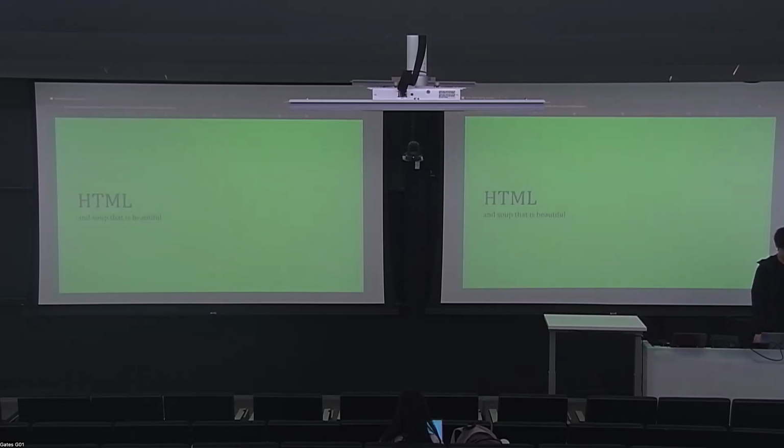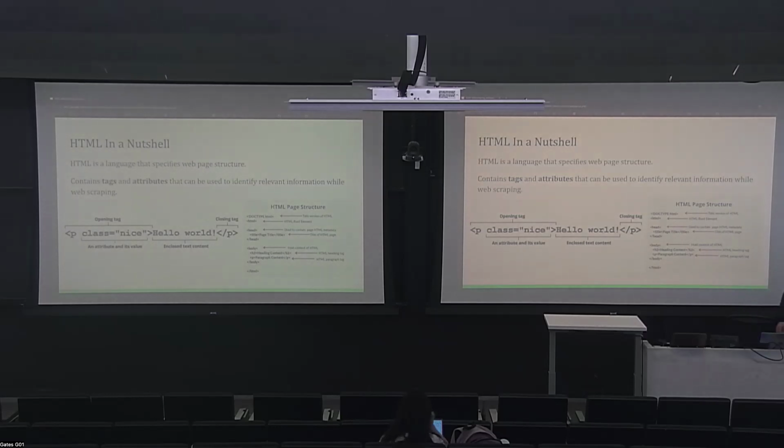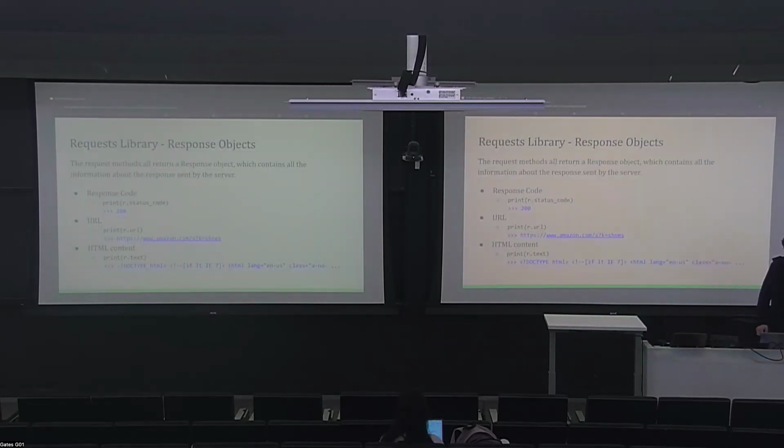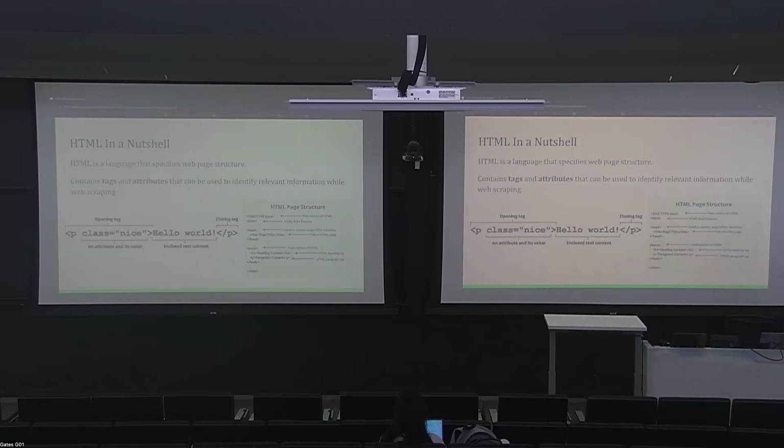It's not rendered yet. So what's HTML, right? We see here it's HTML code. So what's HTML in a nutshell? It's a language that specifies the web page structure. It contains text like the p element here, and attributes like class equals nice. This is an attribute that can be used to identify relevant information while web scraping. This looks like what you will get by making a request. You see there are tags like html, header, title, body.